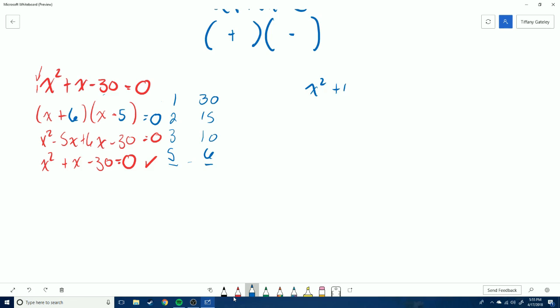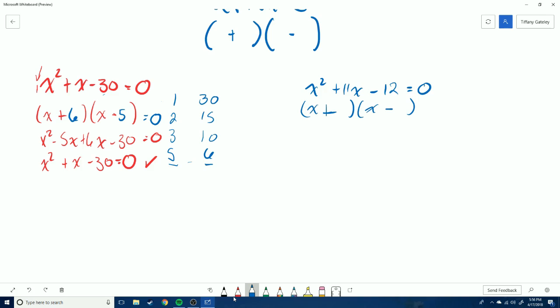Alright, now let's do another example, which is x squared plus 11x minus 12 equals 0. So we have our two parentheses, plus, minus, and again, because your x squared has a coefficient of 1, you can just put x's here.